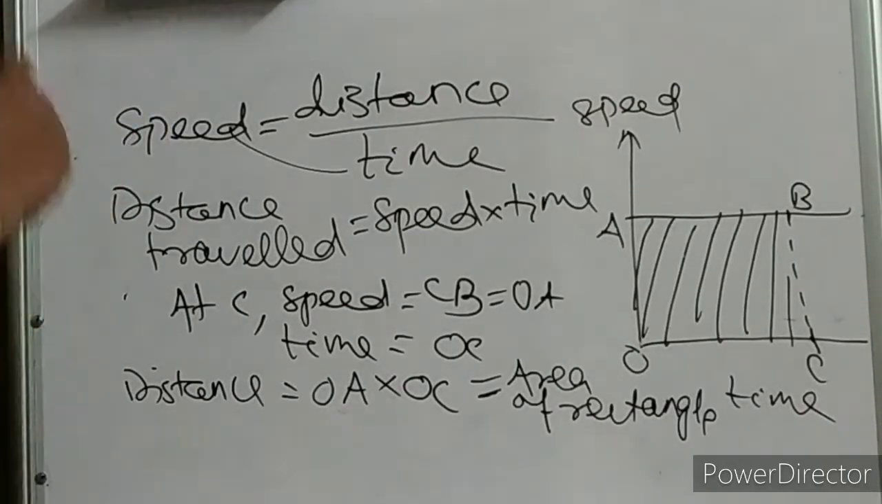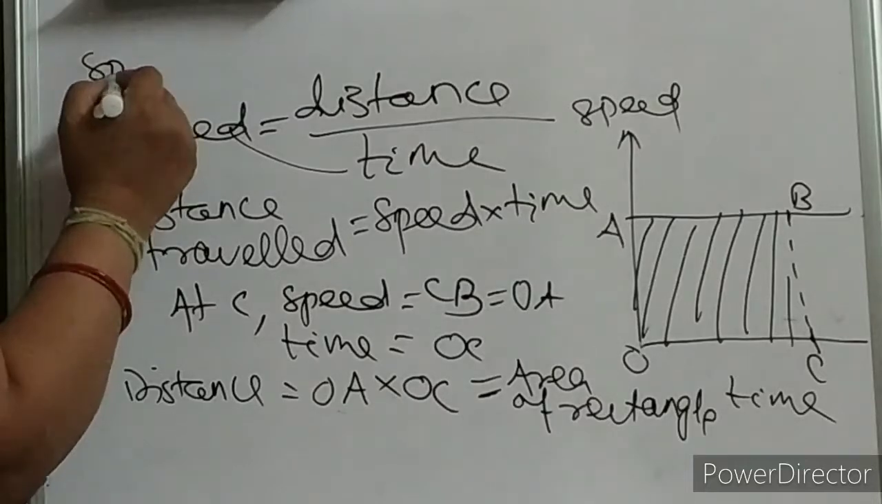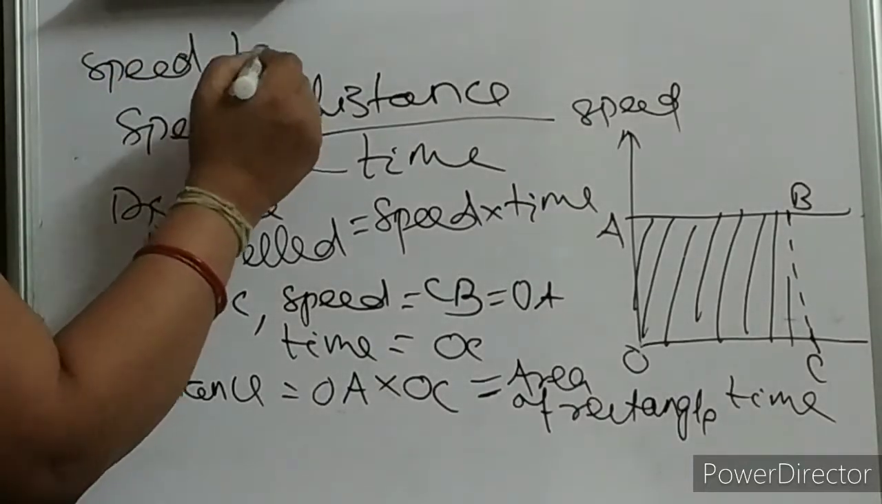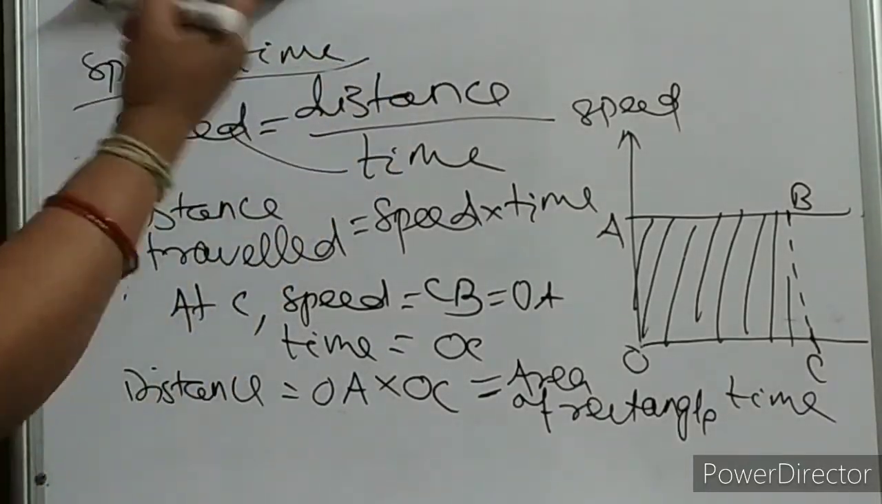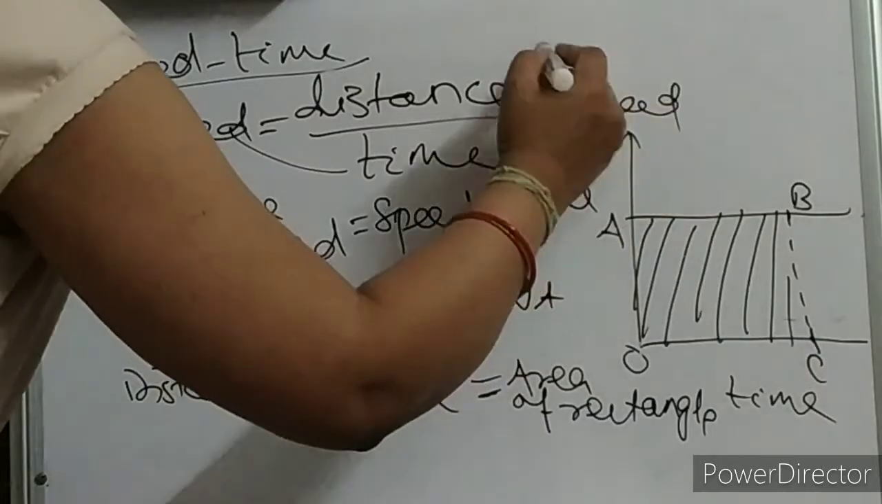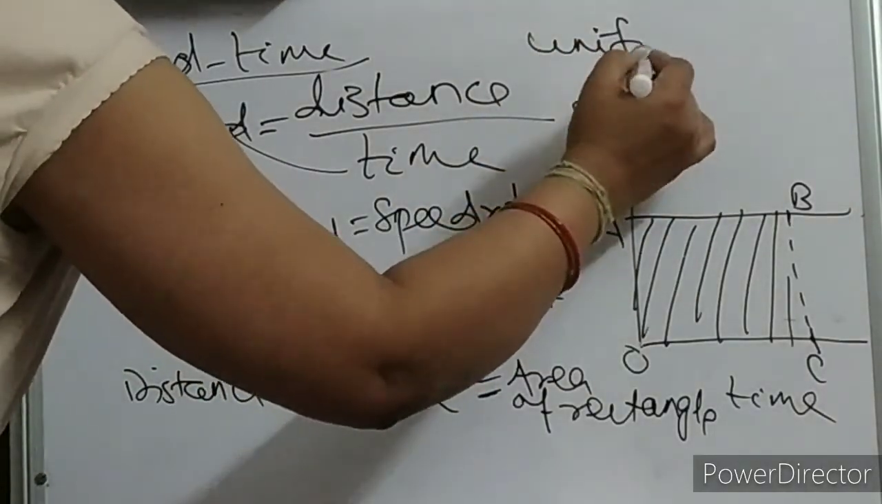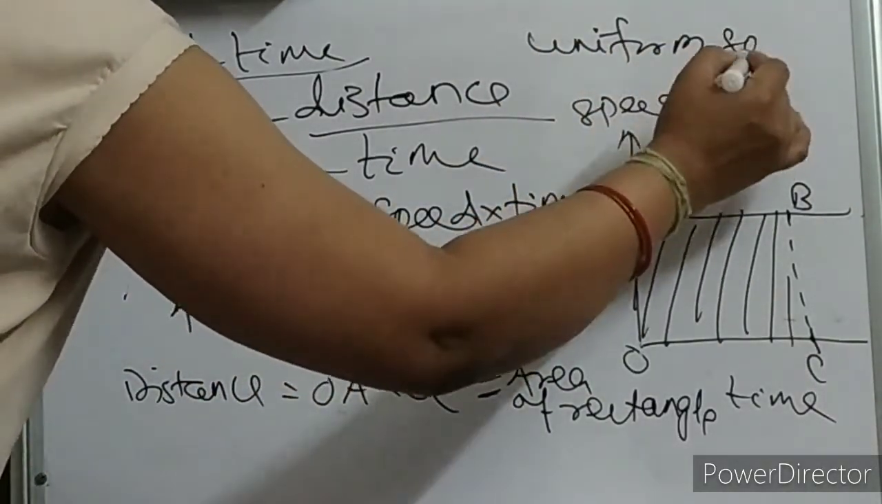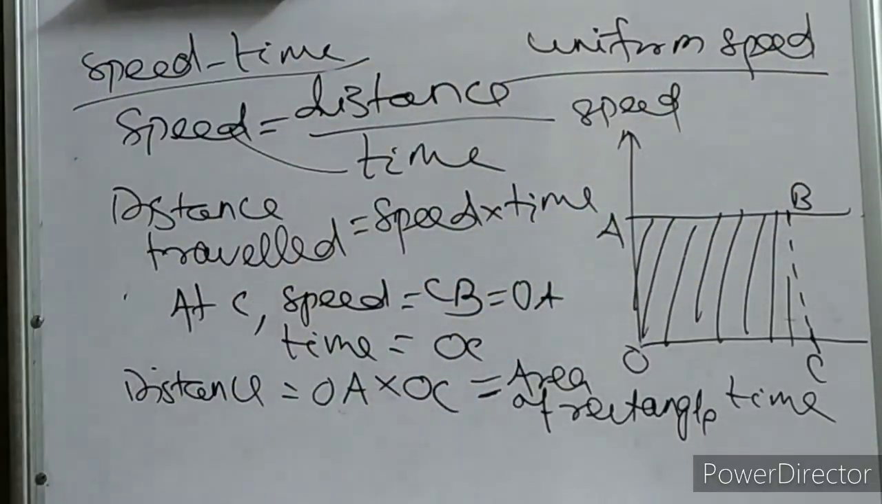Which information are we getting from the speed-time graph? This is the graph for constant speed, or you can say uniform speed. We are talking about uniform speed today. So tomorrow, or in my next video lecture, we are going to see the graphs for uniform acceleration, the speed-time graph for uniform acceleration, when the body is not moving, and when there is retardation.